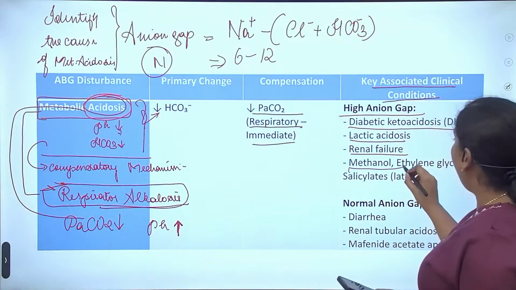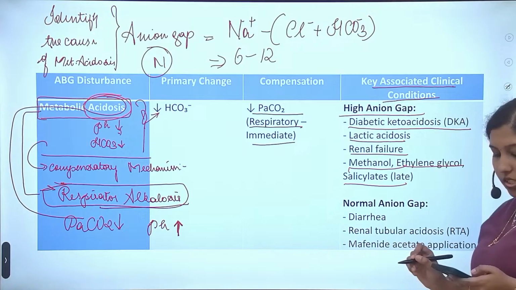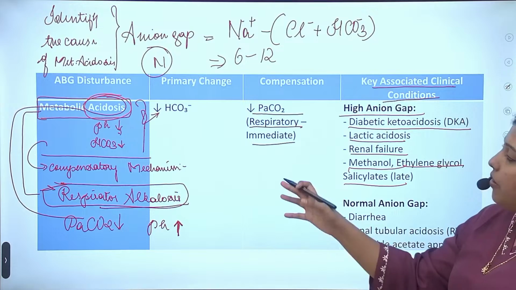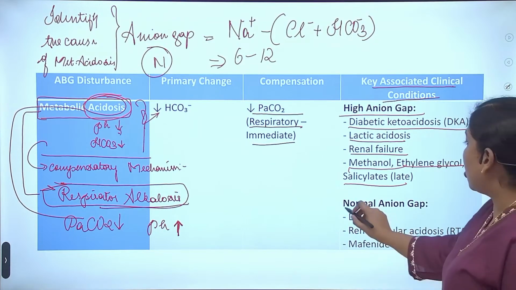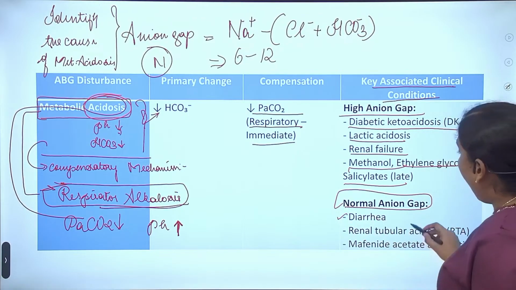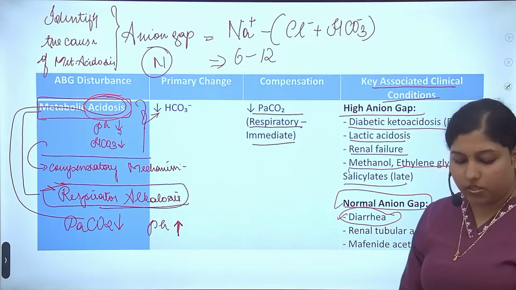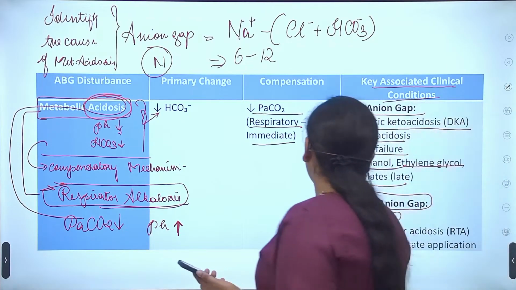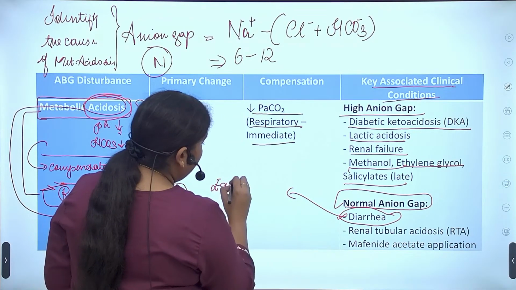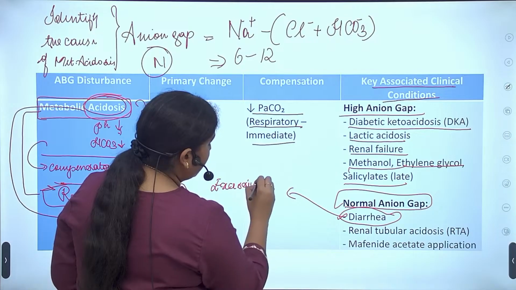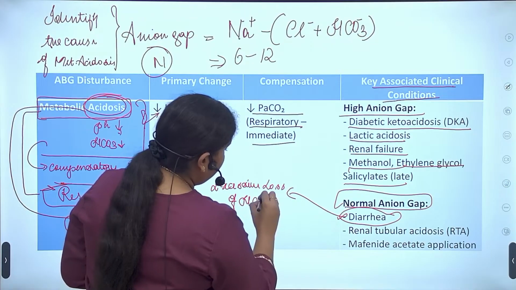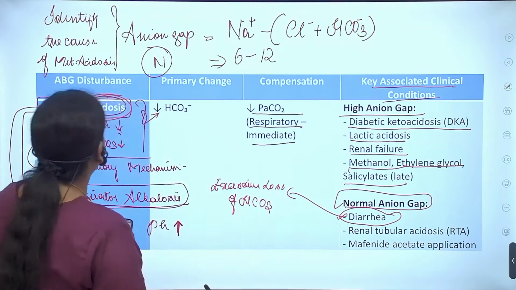In case of methanol, ethylene glycol and salicylate poisoning, in that case also, you will be having metabolic acidosis. So the normal anion gap will be seen in case of diarrhea. So why does diarrhea come under normal anion gap? See, in diarrhea, what is happening, children? There is excessive loss of bicarbonate, which is leading to metabolic acidosis.